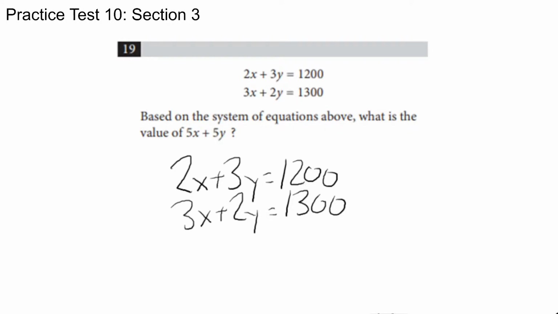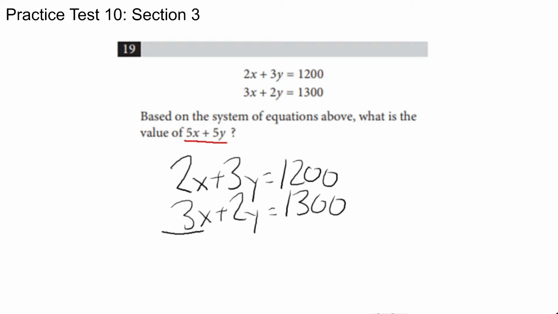Typically, when I'm solving for a variable, the question asks for either x or for y. It's very uncommon to get asked for 5x plus 5y. So if you're ever asked for something uncommon, it's a hint that you can probably get your answer without having to solve for each variable individually. You can just get there based on the information the question gives you.